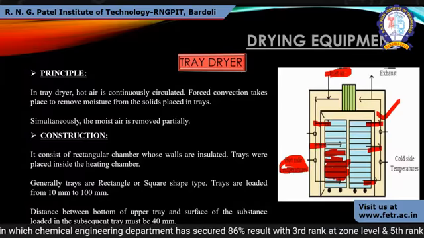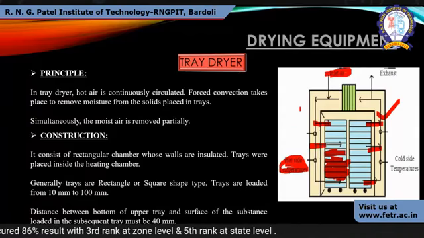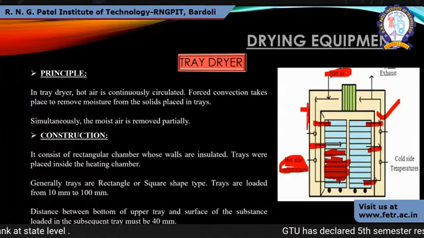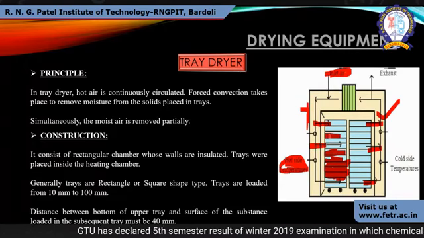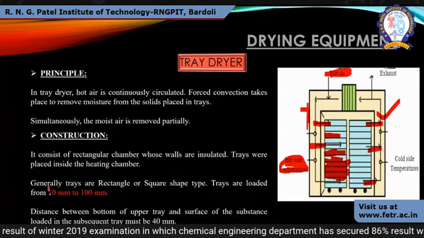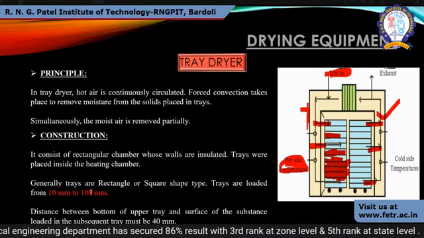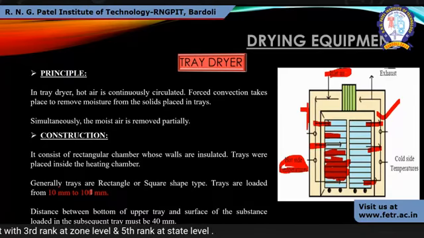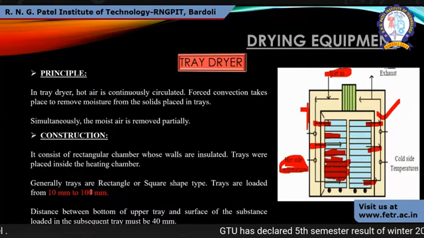So we need to understand the construction. It is very simple. Insulated walls are available in tray dryers, and each tray is filled about 10 to 100 mm. Second point in construction: the wet solid on the tray is 10 to 100 mm thick, and the trays are spaced about 40 mm apart so that the air can pass through.